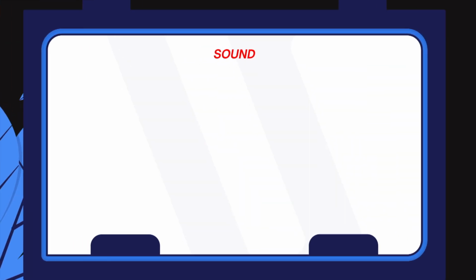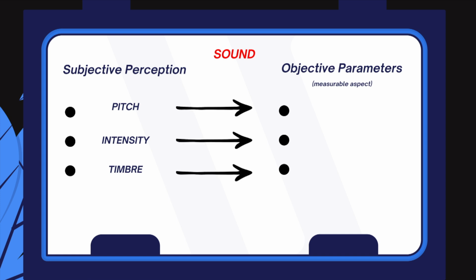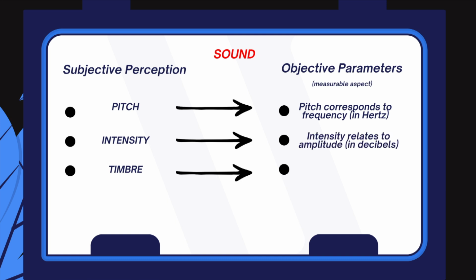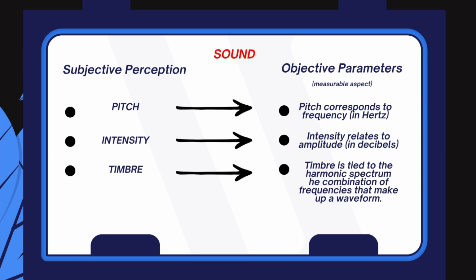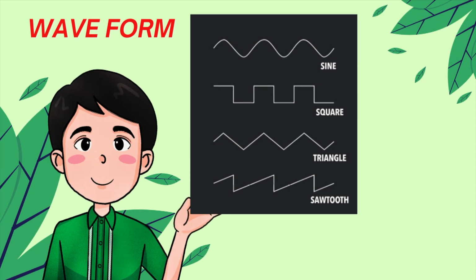Let's start by distinguishing between subjective perception and objective parameters of sound. When we talk about pitch, intensity, and timbre, we're describing how we perceive sound. These are subjective, but each one corresponds to an objective, measurable aspect. Pitch corresponds to frequency, in hertz. Intensity relates to amplitude, in decibels. Timbre is tied to the harmonic spectrum, that is, the combination of frequencies that make up a waveform. In the world of synthesizers, these objective parameters are represented by waveforms, like sine, square, and sawtooth, and how they're shaped or modulated over time.